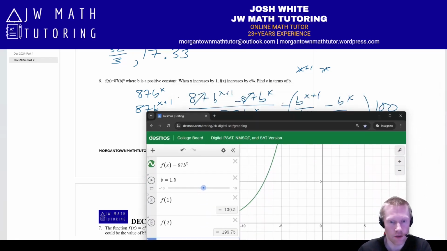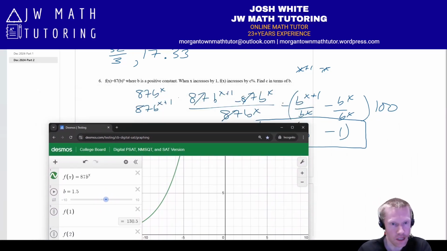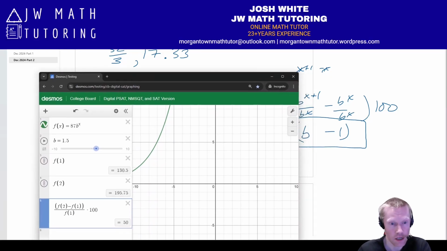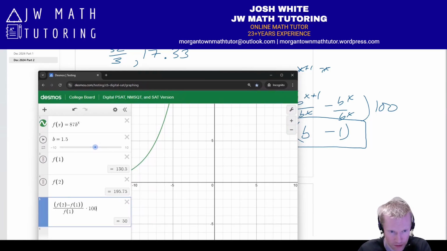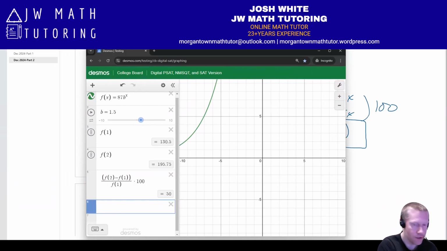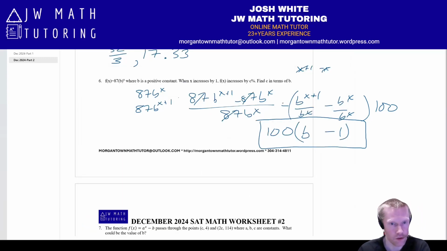So what you would do now is go to the various answer choices, plug in the b value of 1.5, work out the expression, and see which one gives you a value of 50. The answer we got is going to be correct: 100 times b minus 1, right here, gives you 50. So that's just confirmation that this is the correct answer. Again, you would go to the answer choices, plug in the b value I chose, and whichever one is equal to 50 would be your correct answer.